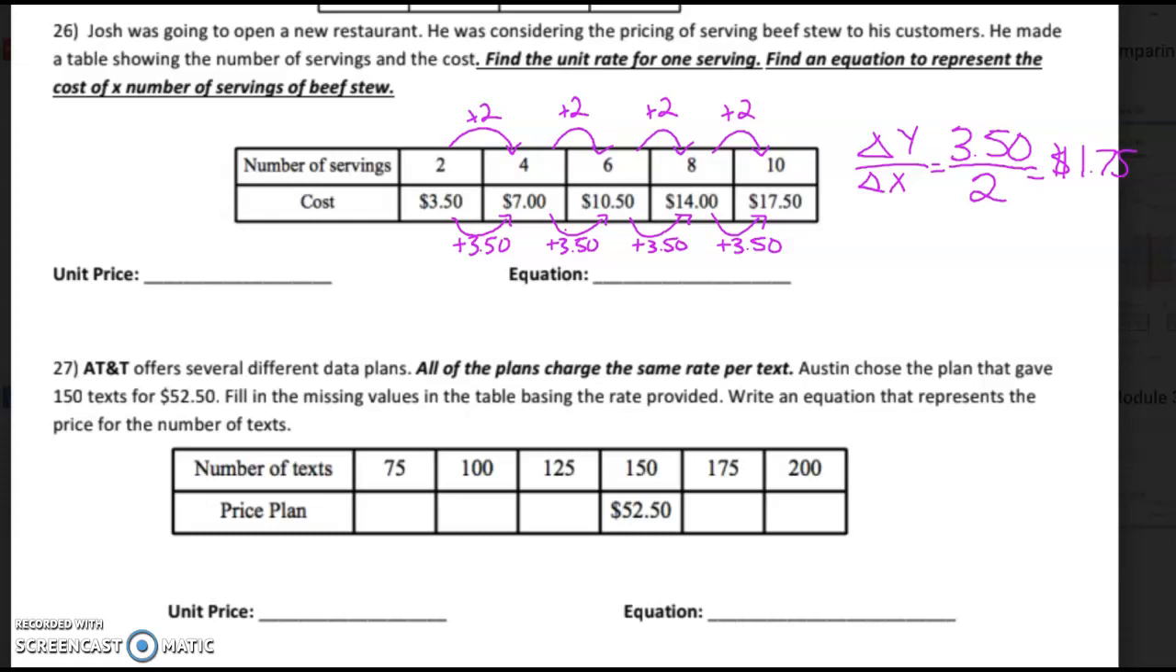Okay, so the video ended and cut off in the middle of number 26. Where we left off, we had looked at our table, we had figured out change in Y over change in X, and had gotten to our unit rate of $1.75 per serving.